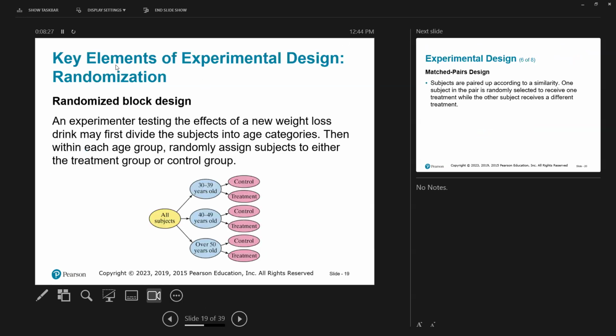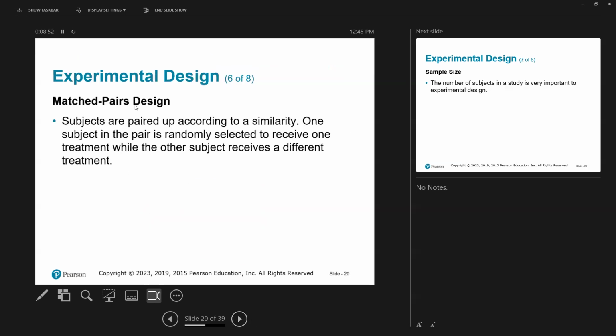And then key elements of experimental design for randomization, randomized block design. An experimenter testing the effects of a new weight loss drink may first divide the subjects into age categories. Then within each group, randomly assign subjects to either the treatment group or control group. Matched pairs design: subjects are paired up according to a similarity. One subject in the pair is randomly selected to receive one treatment, while the other subject receives a different treatment.